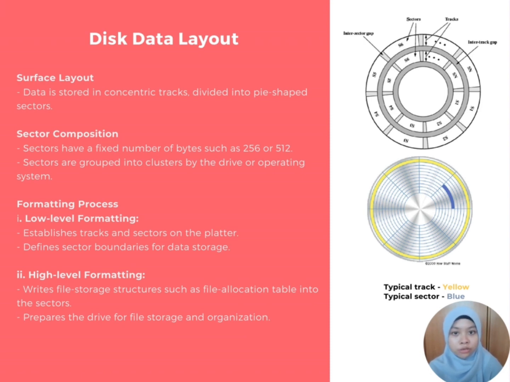There are two types of formatting process, low-level formatting and high-level formatting. Low-level formatting establishes tracks and sectors on the platter. It defines sector boundaries for data storage. High-level formatting writes file storage structures such as the file allocation table into the sectors. It also prepares the drive for file storage and organization.